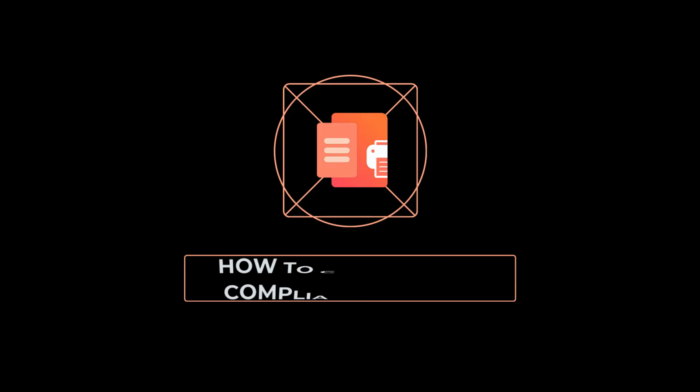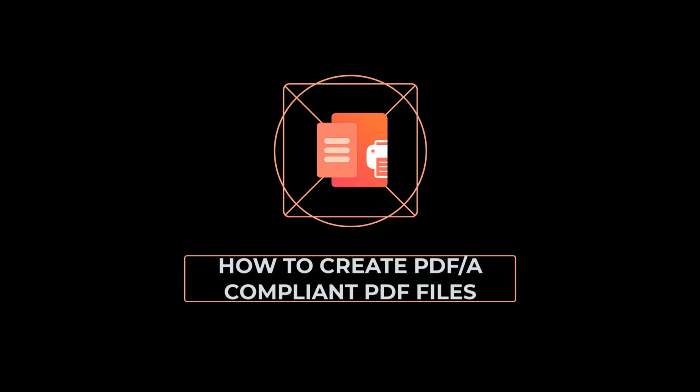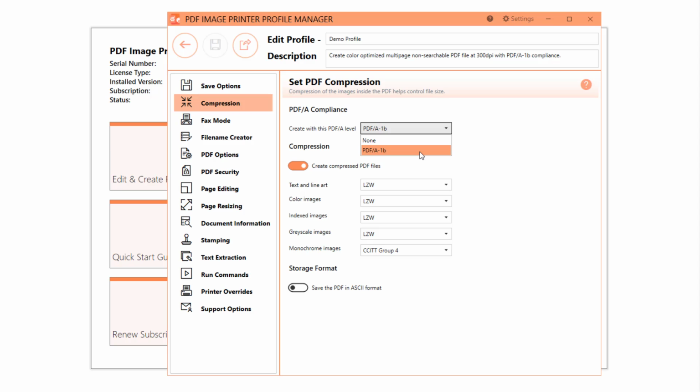to create PDFA-compliant PDF files with PDF Image Printer 12. A PDF file created with PDFA compliance is meant for long-term archiving of electronic documents and ensures that the document is visually correct. When creating a PDFA-compliant PDF file, all PDF security options are automatically ignored, and any LZW compression is replaced with a zip compression. You can only create a PDFA-compliant file if you are creating a non-searchable PDF file.